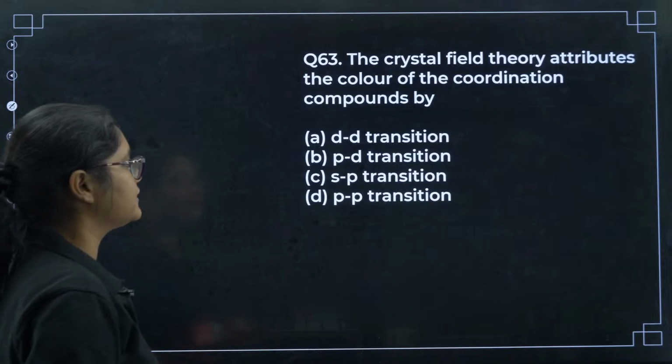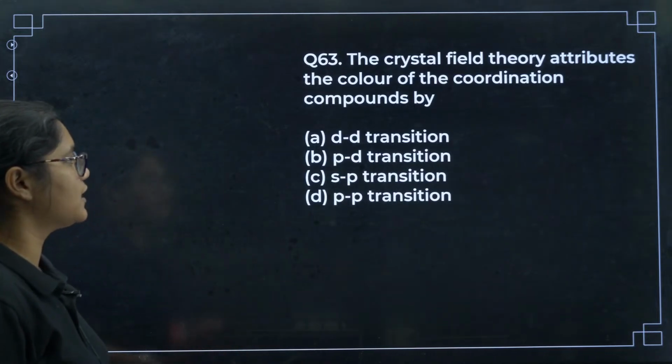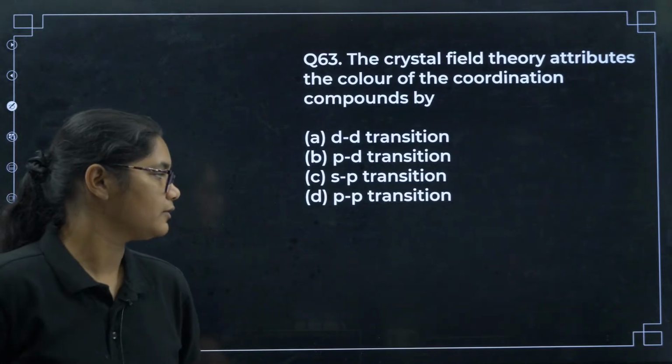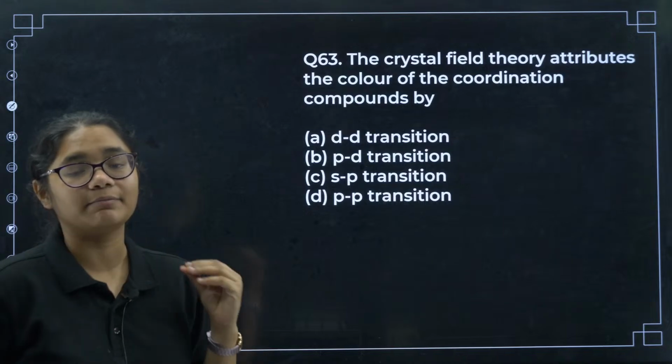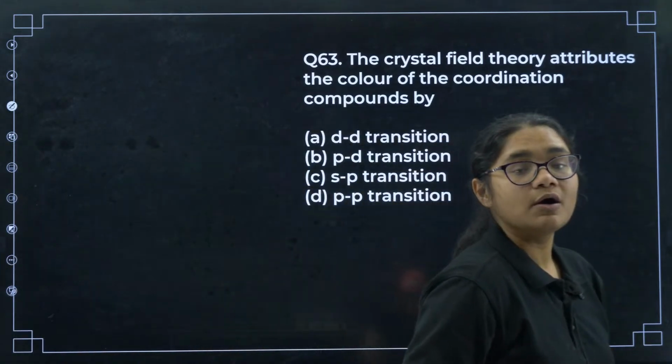Very good. Next, question number 63. The crystal field theory attributes the color of the coordination compounds to d-d transition, p-d transition, s-p transition, or p-p transition. So if you remember, all of you, what happens?